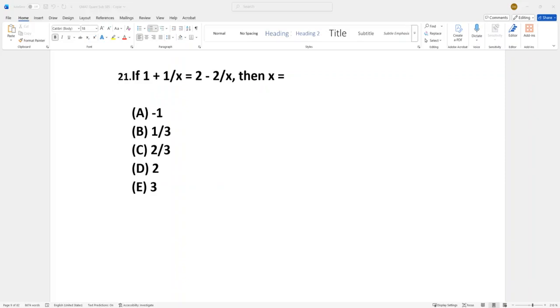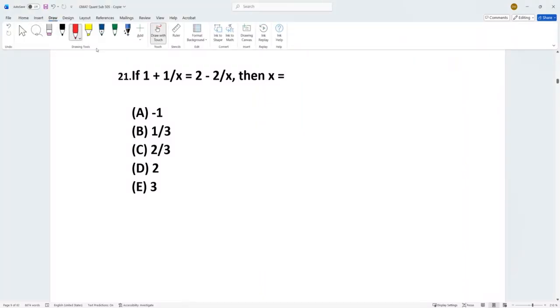Let's continue our discussion. So let's move on to question number 21. So here we have, if 1 plus 1 over x is equal to 2 minus 2 over x, then we need to find the value of x.